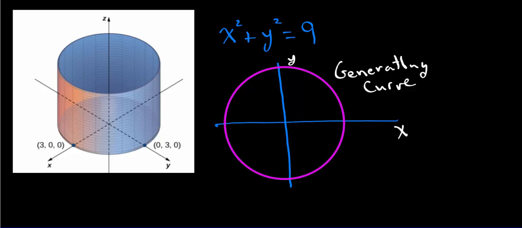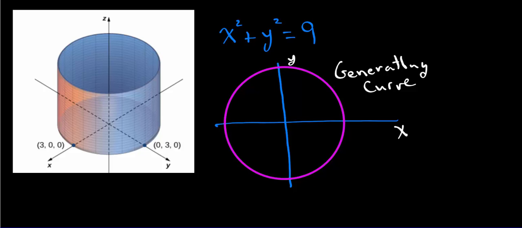And this particular generating curve is a circle, and it's in the xy plane. Generating curves don't have to be in the xy plane. We're just looking at this one as an introduction, to help us understand what a cylinder is. So this is the generating curve. It's like when z is equal to 0.